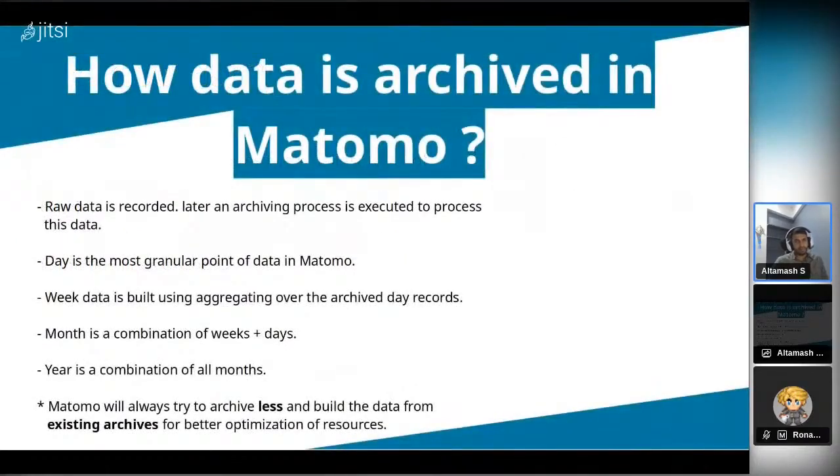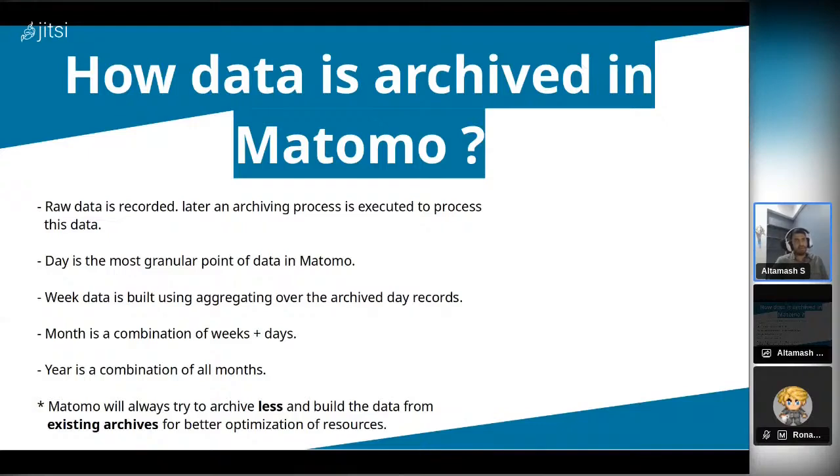Before going into a deeper dive, we want to know how Matomo archives data. For any site, when you add your JS code, raw data is recorded. Later, an archiving process is executed to process this data. The most granular point of data in Matomo is the day. Then there is the week. Week data is built by aggregating all the archived days.